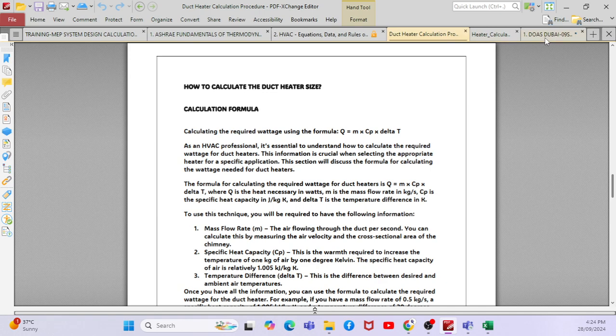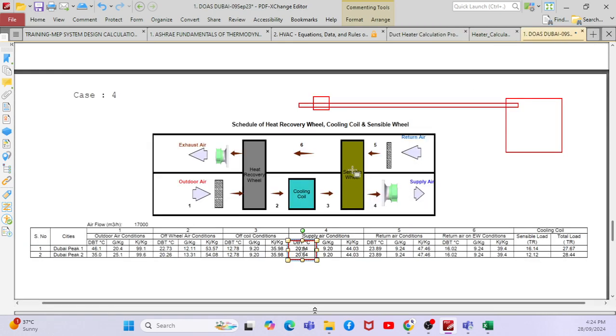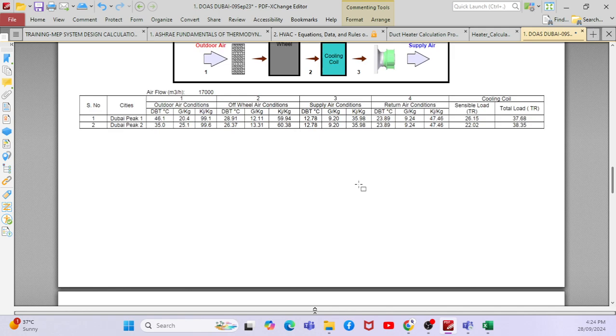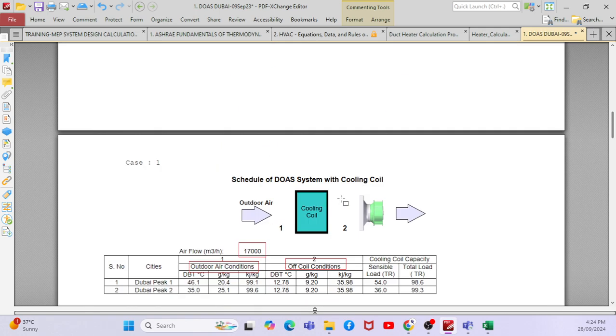Assume you have a different condition where you don't have a sensible wheel. You have condition 1 and condition 2, where you have 12.78, and you want to increase the temperature to 24 degrees Celsius. So if you use the heater, your delta T will be 12.78 to 24, so around 12 degrees. So your heater size will be increased, right?